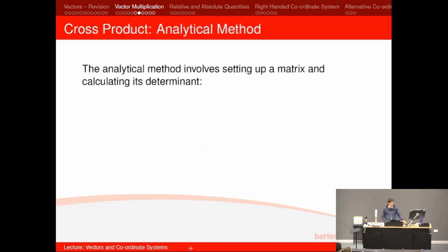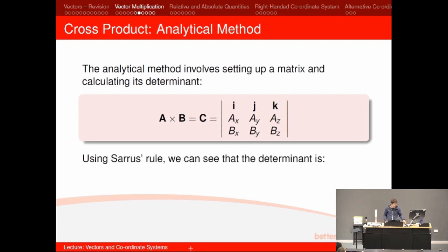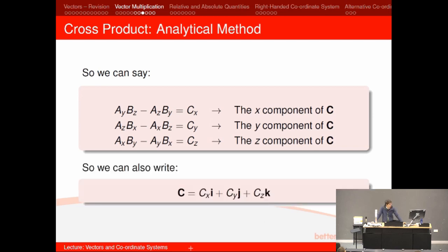Again, there are two methods of doing that. The analytical method involves setting up a matrix and calculating its determinant. So there is the matrix, and then you use Sarrus's rule. We can see that the determinant is this equation. Like I said, those are the x, y, and z components, those three circled. We can also write C in the same notation as A and B.